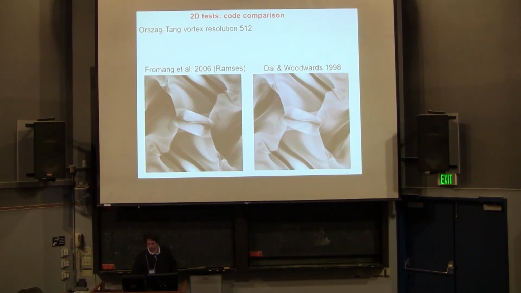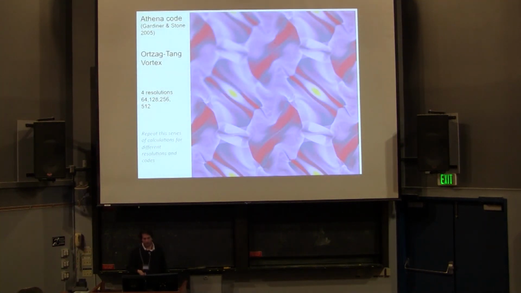And then you can do, for example, what you can find on the web page of Jim Stone, where you have a series of Hodgkin problems with a very high resolution and degraded resolution to see what happens. Okay, so again, it could be a good idea to repeat this series of calculations for different resolutions.